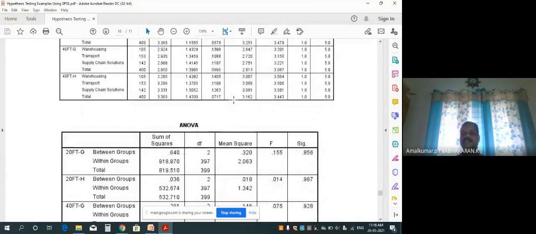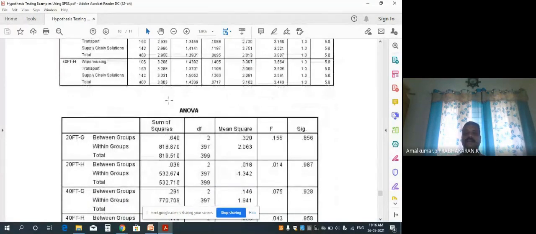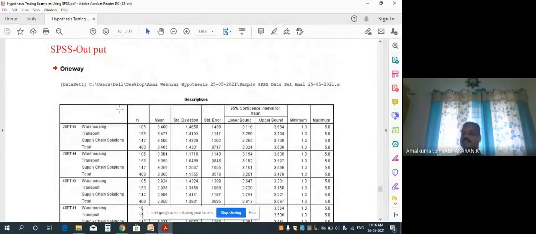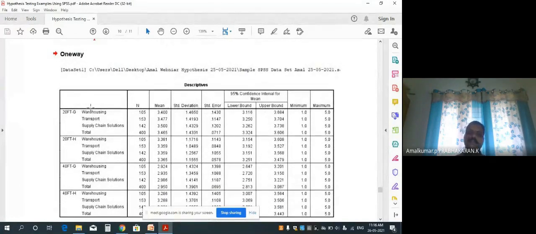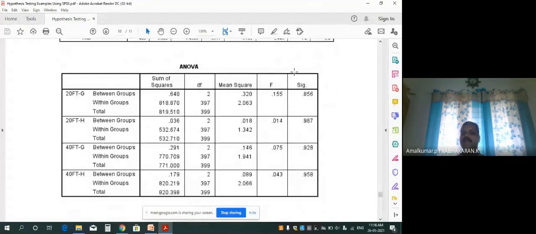There are two tables. This is the first table, and this one is the second table. Again, this is the variable column, and this is the core area of operation: warehousing, transport, supply chain solutions. This is the mean value, and this is the standard deviation value. The mean value and standard deviation values are taken by the researcher for the final reporting, and this is the ANOVA table. Here we get an F value and a significance value or P value.